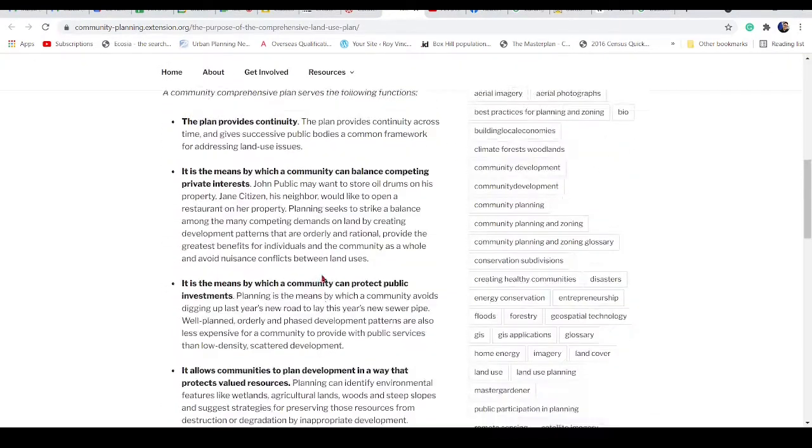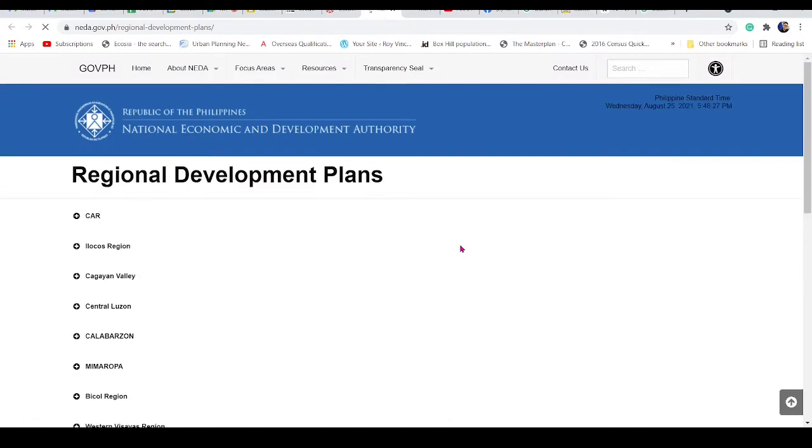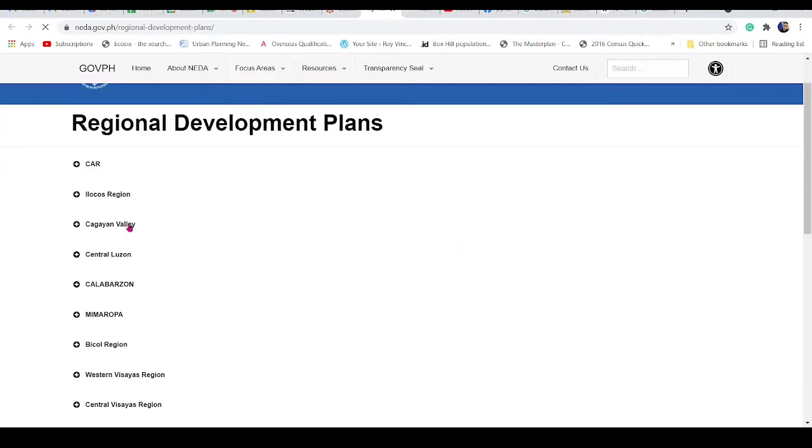So, a short blurb on what a comprehensive land use plan is, and then over here is the latest version of the regional development plan for the different regions.